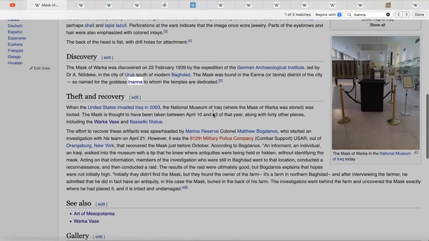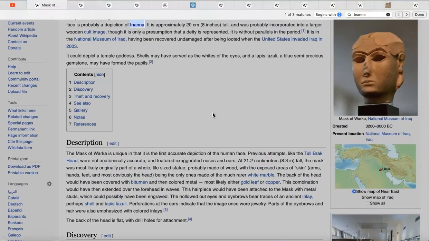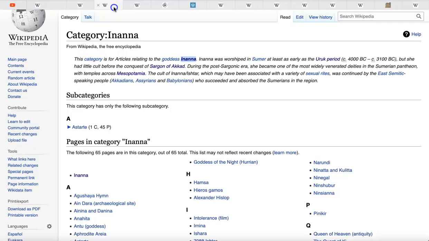What they don't tell you, I don't think, is that it was probably attached to a wooden body. And that wooden body might have been dressed up in different outfits. They might have put eyeballs and various precious or semi-precious stones for the eyebrows, eyes, earrings, what have you. And they probably also put a wig on her, maybe a wig made of gold leaf, stuff like that. So she would have been decked out, this Inanna character. And as I discuss her further, you'll see why. Let me get on to the next one.